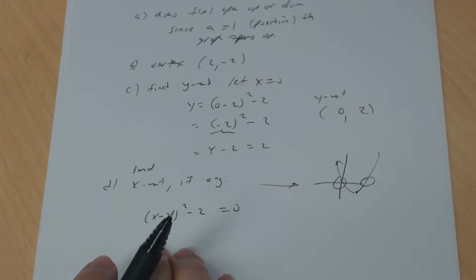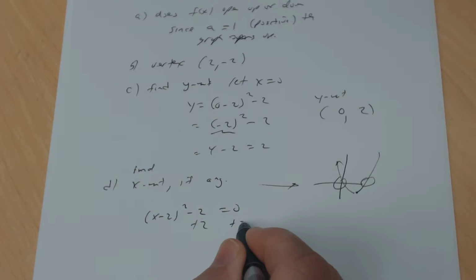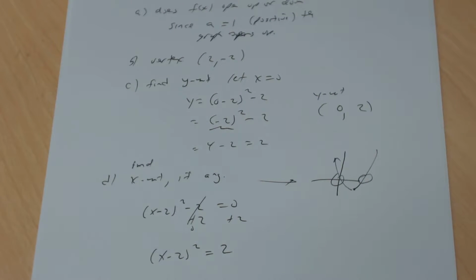So remember, before you take the square root of both sides, you got to get that binomial squared by itself. And it's not by itself. So you have to add 2 to both sides first. So I'm going to add 2 to both sides and combine my terms. I get x minus 2 squared equals a positive 2. Okay? Then we can take the square root of both sides.